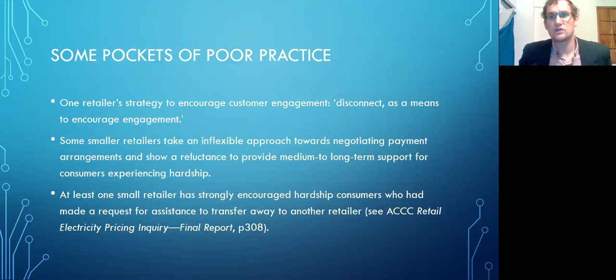So I just wanted to look at some more specific examples, moving away from the statistics, some specific examples that were identified by the ACCC in its Retail Electricity Pricing Inquiry final report, which was released a couple of years ago. So this just identified some particular areas where there were problems. It wasn't saying that these are widespread, but it just wanted to highlight some of them.